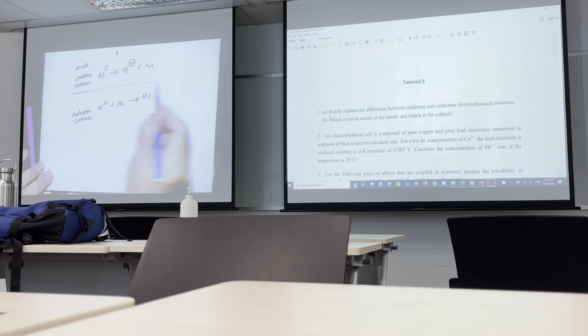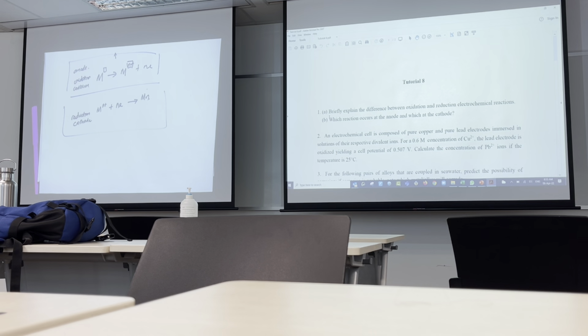Okay, so this one is oxidation, this one is reduction.